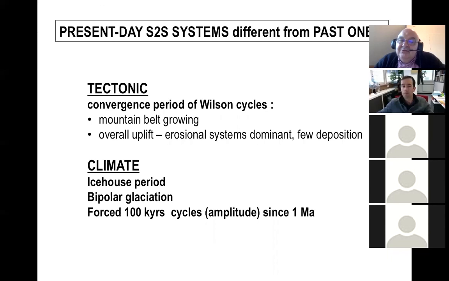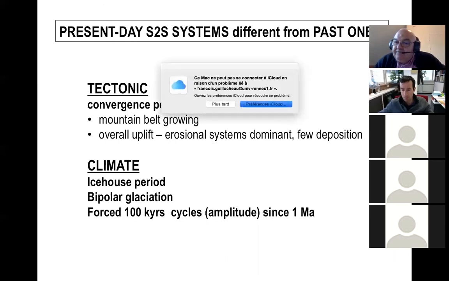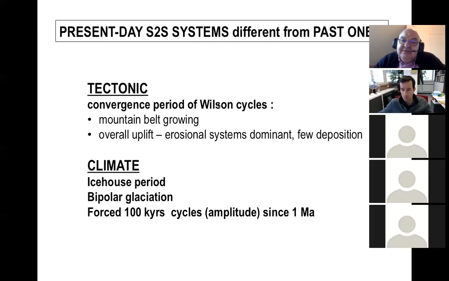So what I want to insist on is, first of all, the diversity in modern source-to-sink systems, the importance of the topography and so on, and in the case of the modern system, the change of the climate driven by the eccentricity cycle. That's of primary importance for the modern system. But what we have in the past is really different than what we have in the modern system.